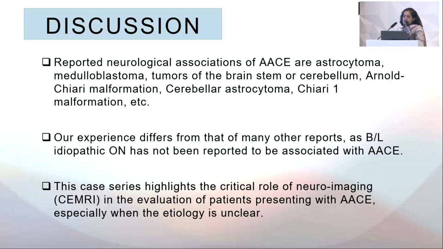So, as of now, among all reported cases of acute acquired comitant esotropia, the neurological associations are astrocytoma, medulloblastoma, tumors of brainstem, cerebellum, cardiac malformation, cerebral astrocytoma, etc. Our experience is different from others as we have bilateral idiopathic optic neuritis, which is not reported till now. The unusual aspect is that all were boys between age 6 to 9 years, with a similar history. There was no history of excessive near work or mobile phone use.